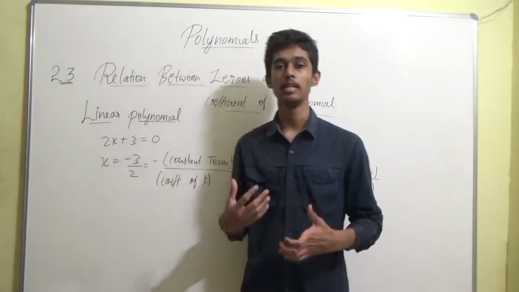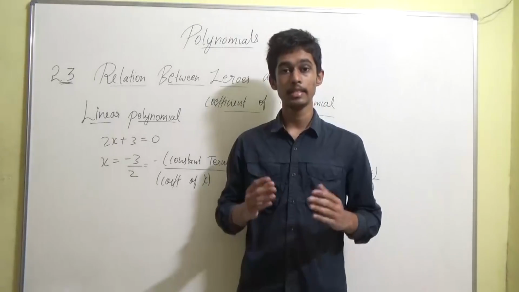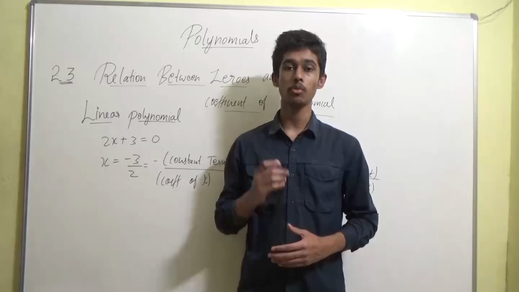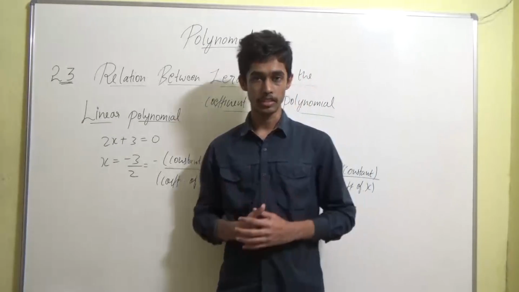Now after learning the relation between a linear polynomial and its alpha, let's go ahead and try to find the relationship between the zeros of quadratic and cubic polynomials and their coefficients.